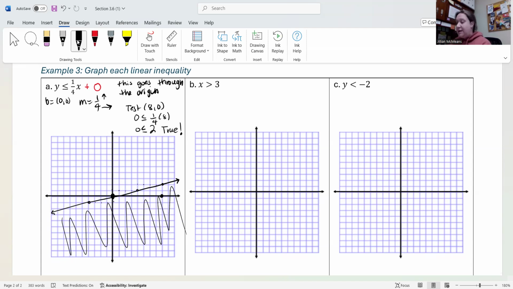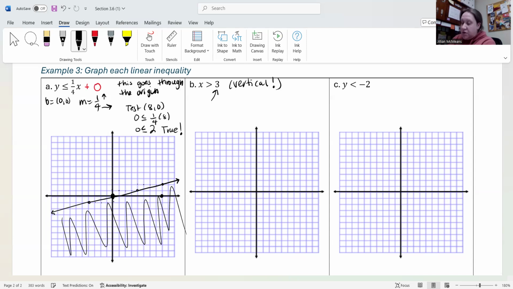Okay, now the last two examples we're going to look at here are horizontal and vertical lines, and they just don't require the same amount of work, but you do have to understand what's going on. So let's look at part B. We have x is greater than 3. We know that when we're in this world of equations or inequalities in two variables, if you're missing one of the variables, that means you're either horizontal or you're vertical. So the variable we're missing is y. That means we cannot touch the y-axis. But we do have to touch the x-axis. And the only way for that to happen is if we are parallel to the y-axis, which means this is a vertical line.